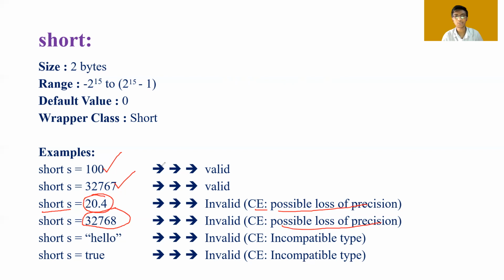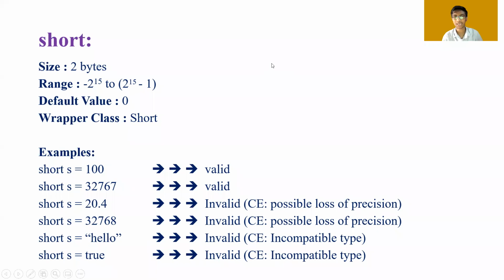And as I told you, if you change the type of the data itself, meaning if you try to hold some other type of data, like character data or boolean data, in the short variable, you will get a compile time error of incompatible types. Okay, so that you need to remember.